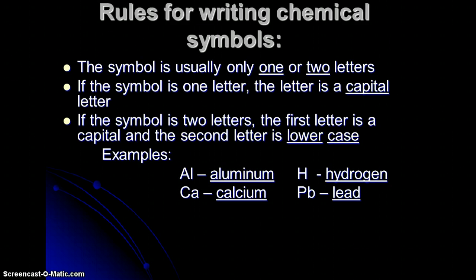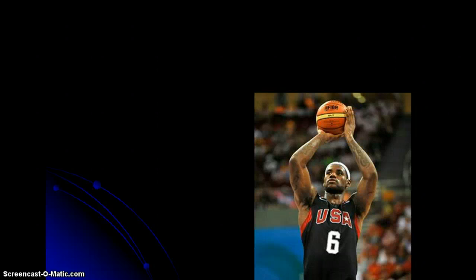We also talked about how even though lead is spelled L-E-A-D, the symbol is capital P, lowercase b, and that is because the alphabet that was used to establish the symbols was the Latin alphabet. And the reason that we have so many similar symbols is because our alphabet is derived from Latin.